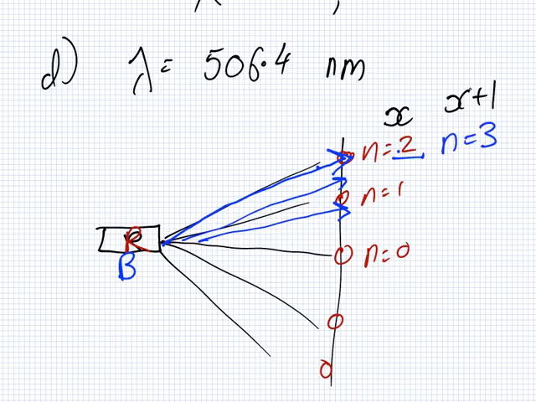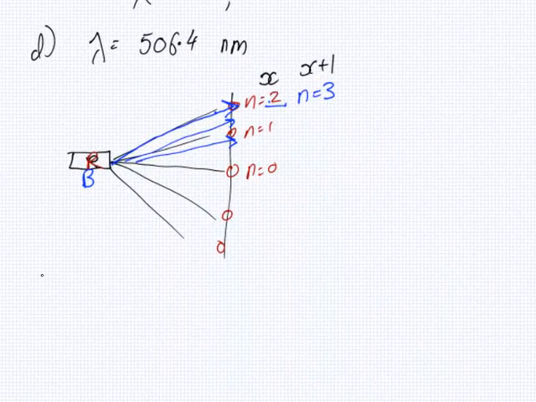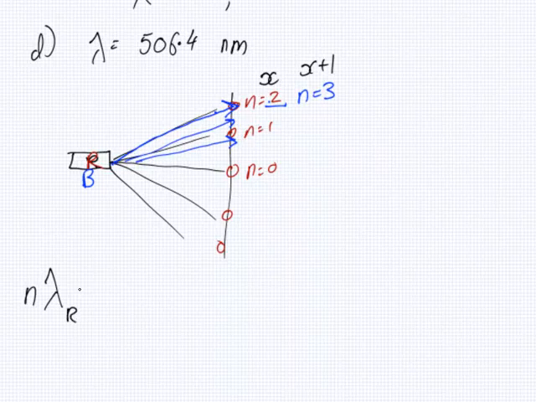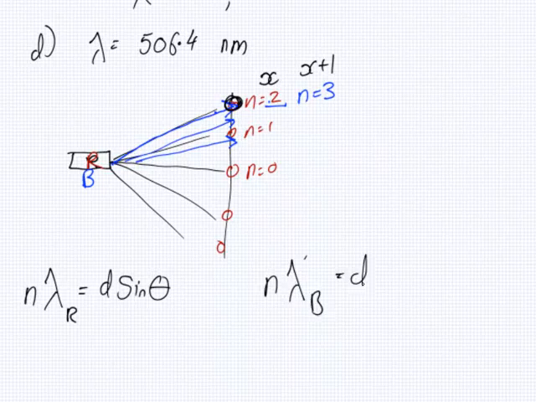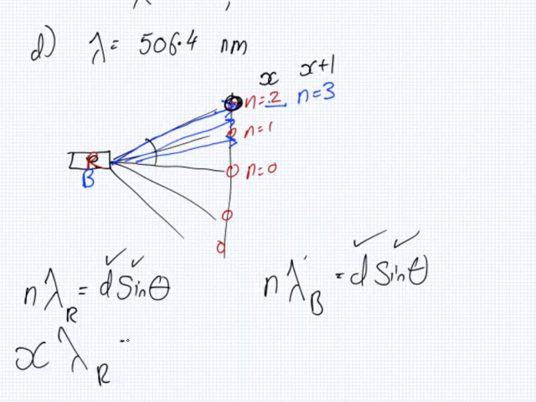Okay, so let's have a look here. For the red light, you have n lambda for red equals d sine theta. And then for the blue light at this place where they coincide, you have n lambda for the blue light equals d sine theta. The d and the sine thetas are the same. It's the same angle and the same d, although the n is not the same. This n is actually x, and this n is x plus 1.